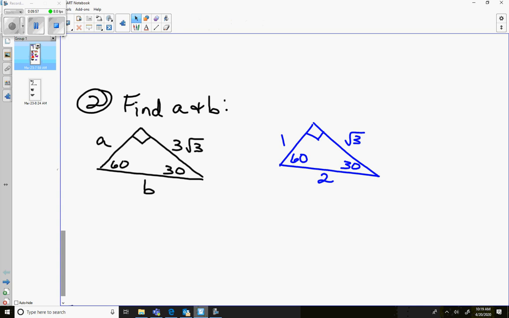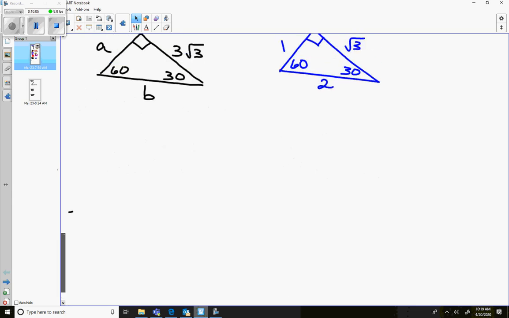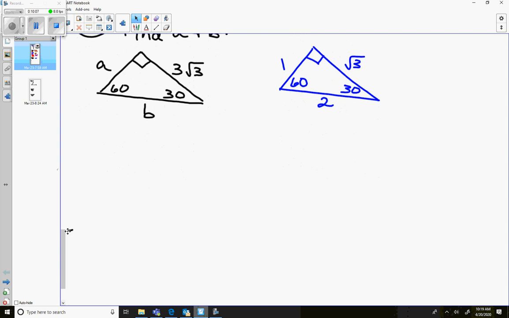And now, once again, just set up your proportions. So the matching pair we know this time is the 3 square roots of 3, which matches to the square root of 3. Right side matches to the right side. So 3 square roots of 3 is to the square root of 3 as, and now you can do whichever variable you want. If I'm doing A, it's the top left. It's going to go to the top left. So A is to 1.